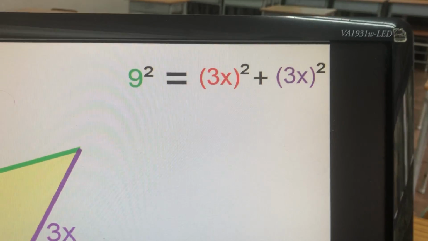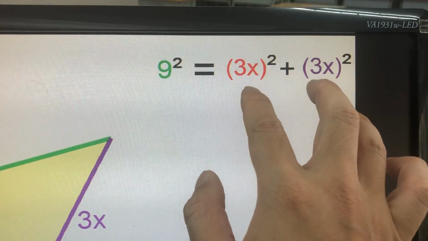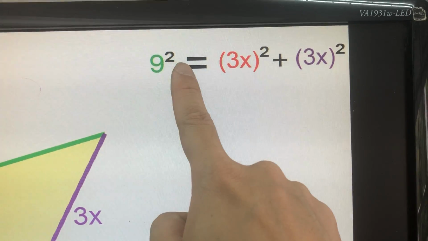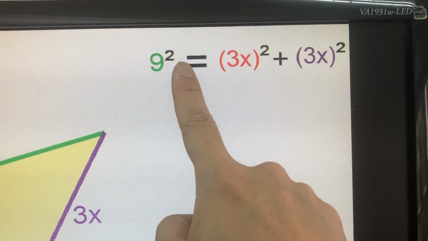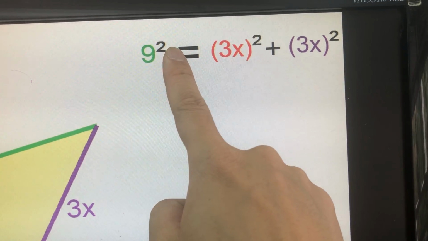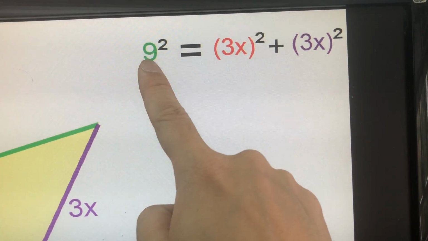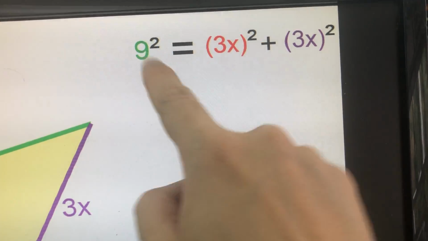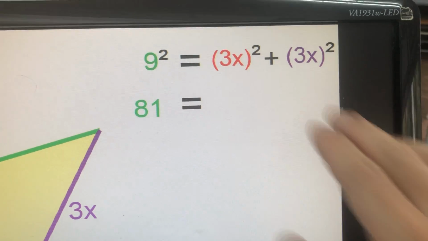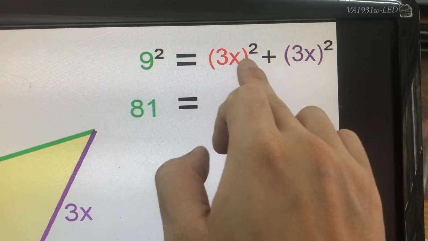Okay, and now you have to continue to simplify. Of course, you need to open the brackets. So first of all, what about 9 squared? Can you tell me what is 9 squared? Is it 9 times 2, 18? No, it doesn't mean 9 times 2. It means 9 times 9. And 9 times 9 should be 81. 81 equals to, so please open this bracket.